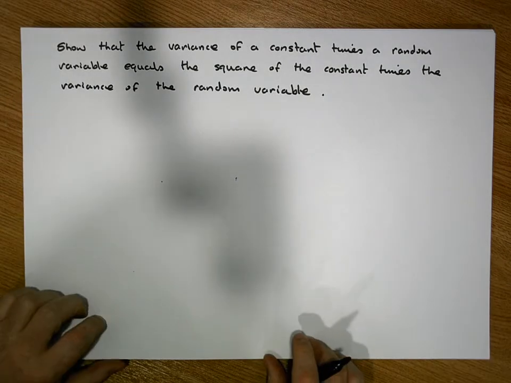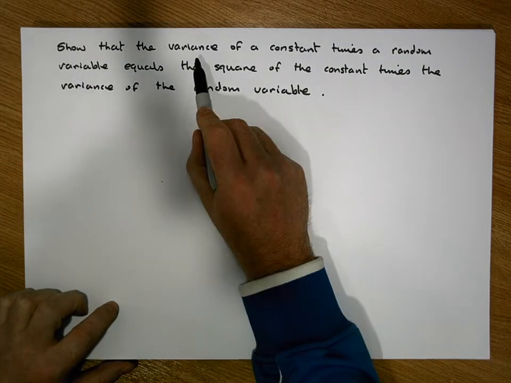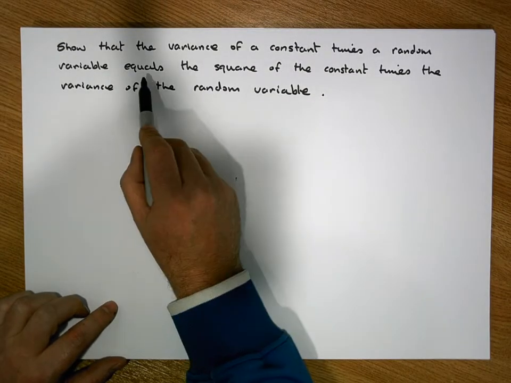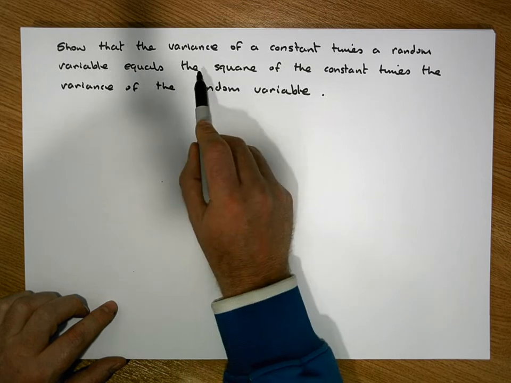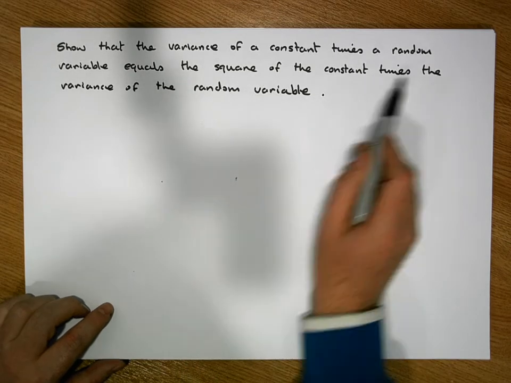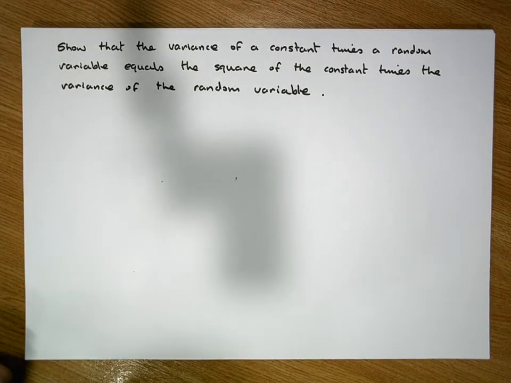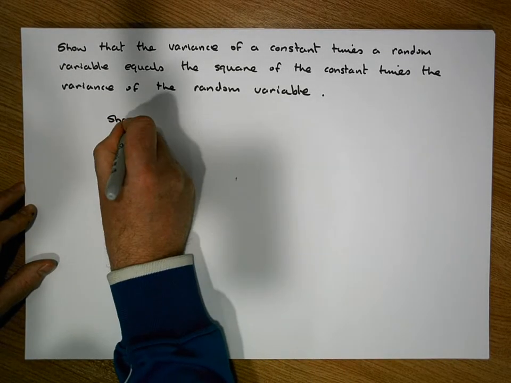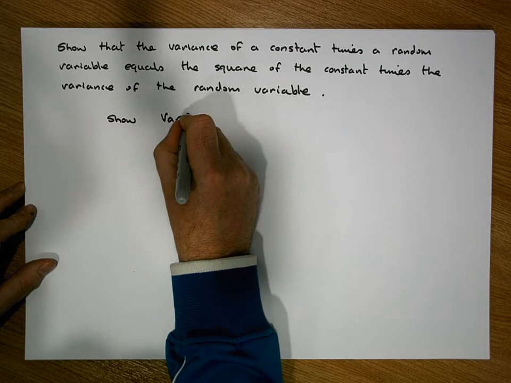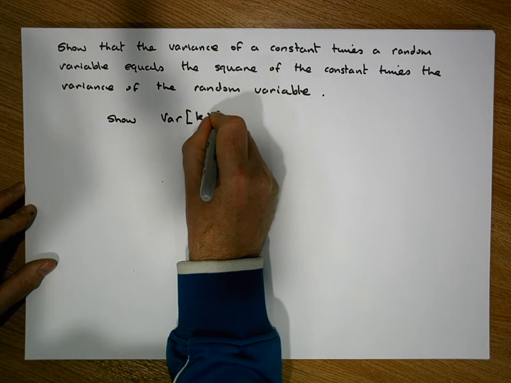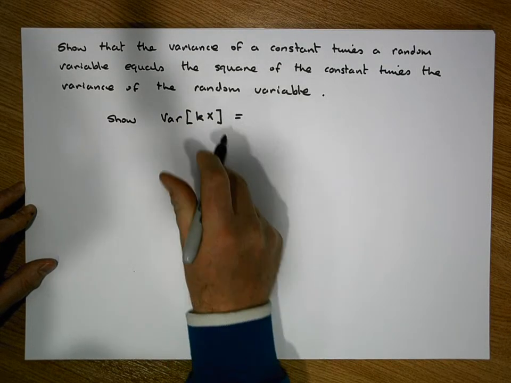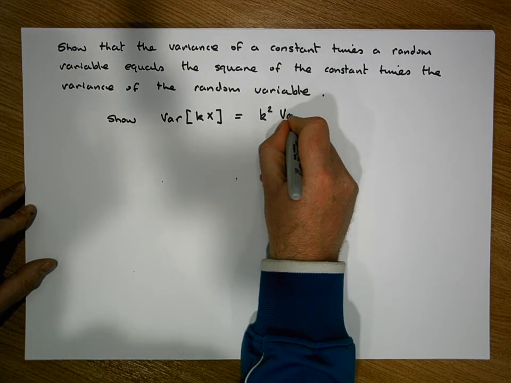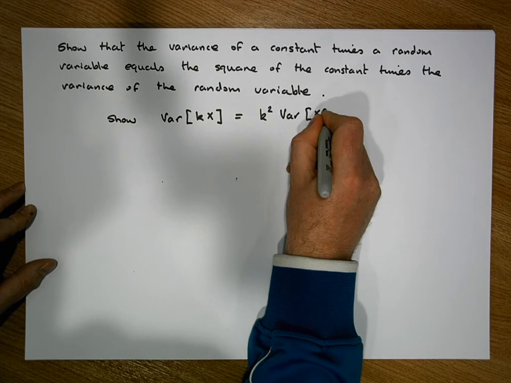And in this short video, we'd like to show that the variance of a constant times a random variable is the same as, or equals, the square of the constant times the variance of the random variable. So mathematically, what would we like to show? We'd like to show that the variance of a constant times a random variable is the same as the square of the constant, so k squared, times the variance of the random variable.